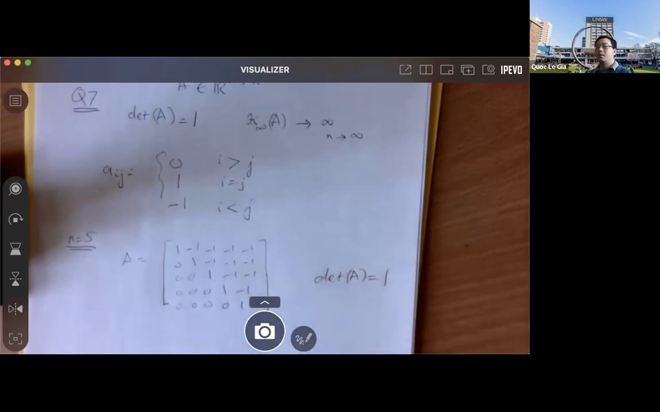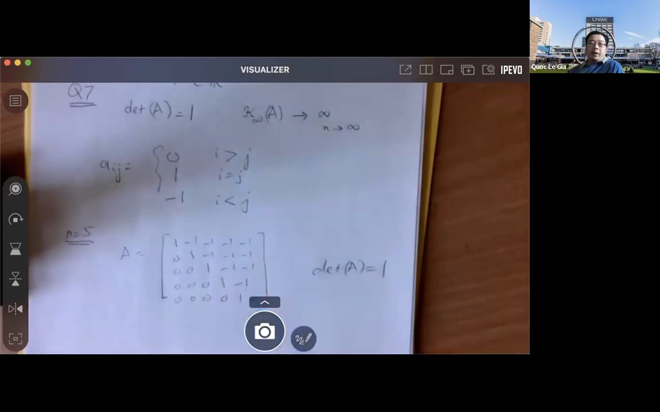But you see now that the tricky part is to compute the condition number. You need the inverse of this matrix. And usually finding an inverse is not an easy problem. But somebody has found a way to compute the inverse of this matrix. And it is given like this.